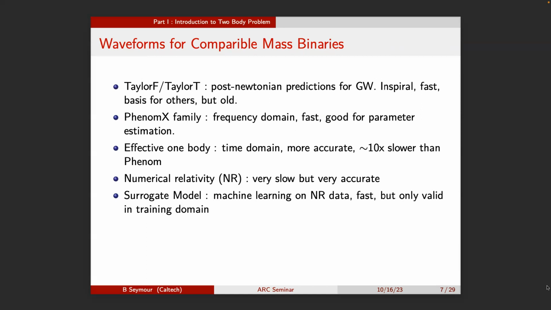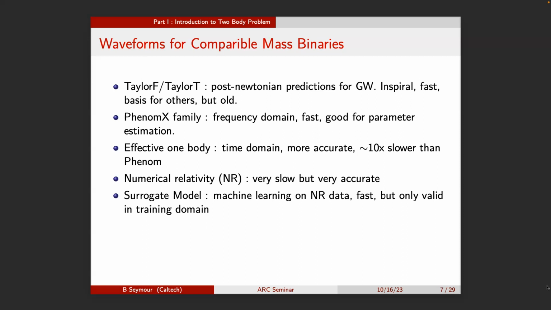The Phin-X family is most of the time just a frequency domain waveform, because generally you want it in the frequency domain at the end of the day. They're fast and good for parameter estimation. What people are doing with these is picking a phenomenological waveform, an amplitude and a phase, picking it ad hoc in a way that will agree with our simulations. They're really fast, and most of the time the PE is done with these. But the question is how do you pick the right assumptions for what the amplitude and phase look like in the frequency domain?